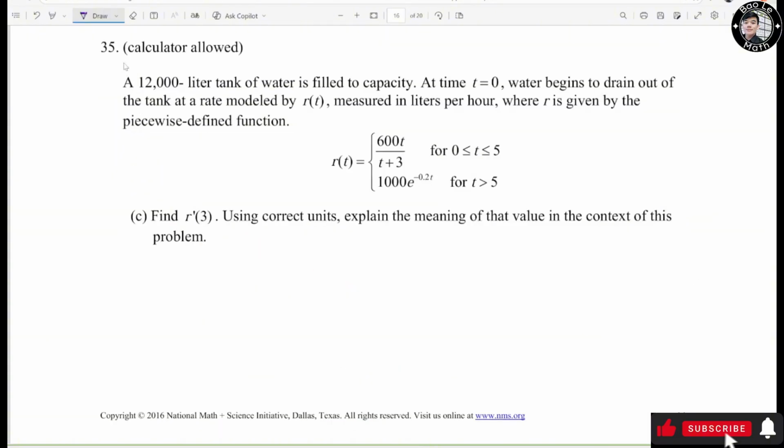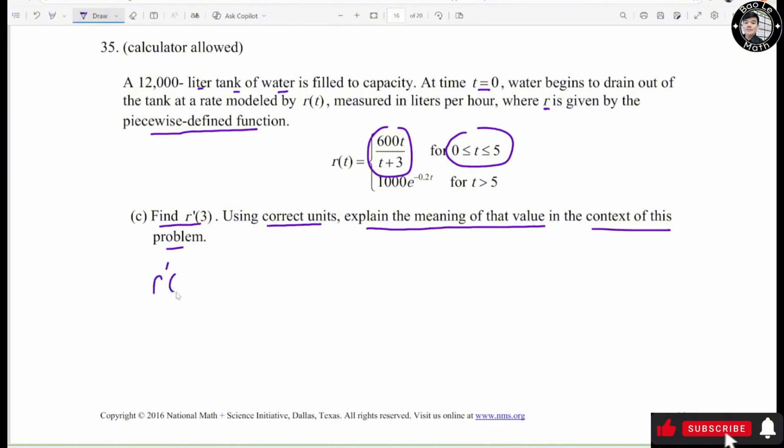Now question 35. A 12,000 liter tank of water is filled to capacity. At time t equals 0, water begins to drain out of the tank at a rate modeled by R of t, measured in liters per hour, where R is given by the piecewise defined function. Now question C. Find R prime of 3 using the correct units. Explain the meaning of that value in the context of this problem. Now 3 is in this interval right here, so we're going to pick this one.